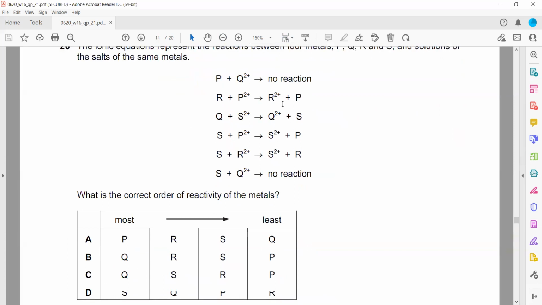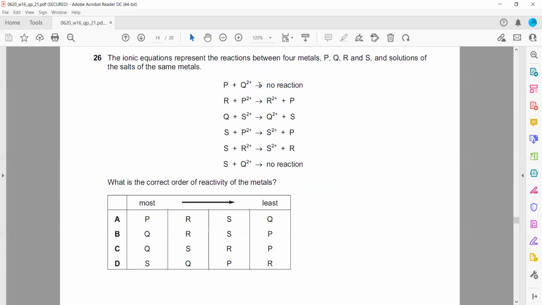In question 26, we have to identify the reactivity of the metals. Always remember, the more reactive metal displaces the less reactive metal ion. So if there is no reaction, it means the ion is more stable. If there is a reaction, it means the metal atom is more reactive. So here with P, when we try, there is no reaction. It means Q is more reactive. Because there is no reaction, P is not able to displace Q.